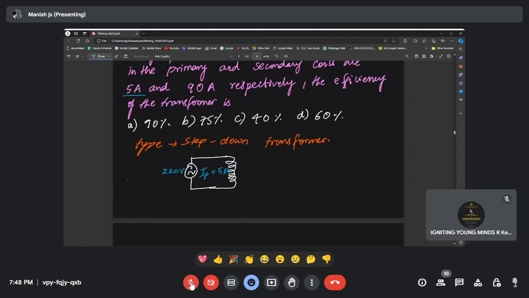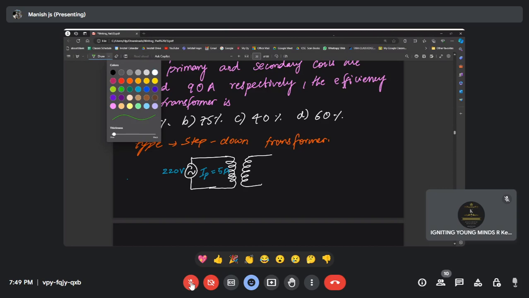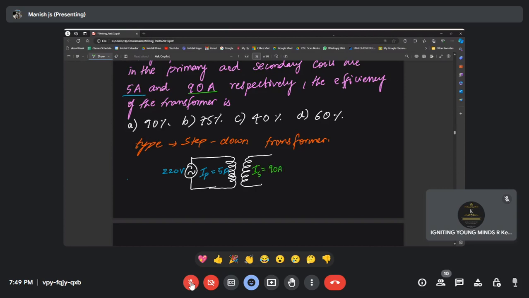Now after this, you have another coil that is called the secondary coil. I'm just doing a freehand drawing, so put up with me. Here there is another coil next to it, which is your secondary coil, and they have given you that the current in the secondary is 90 amperes. That is also specified in the question. So IS is equal to 90 amperes. These are the data that we have in the question as of now.